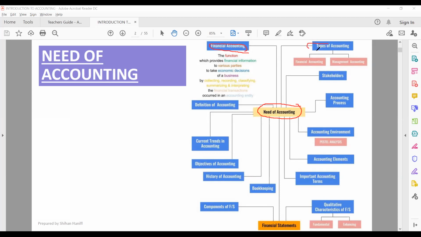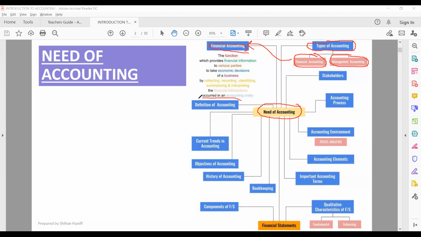Actually there are two types of accounting: financial accounting and management accounting. Financial accounting is what you study in grade 11 and grade 12. The complete syllabus is on financial accounting. In grade 13, we have some part of management accounting. So initially we will study what is meant by financial accounting.